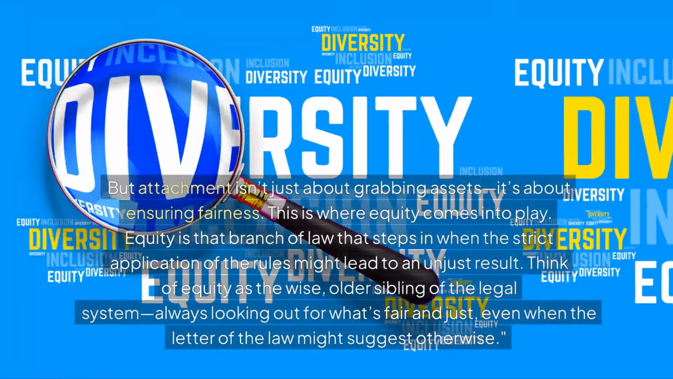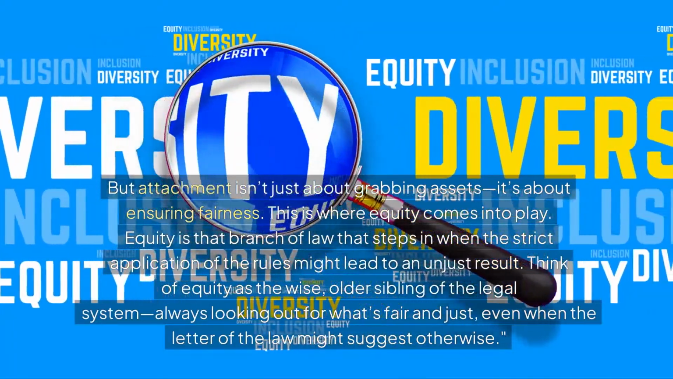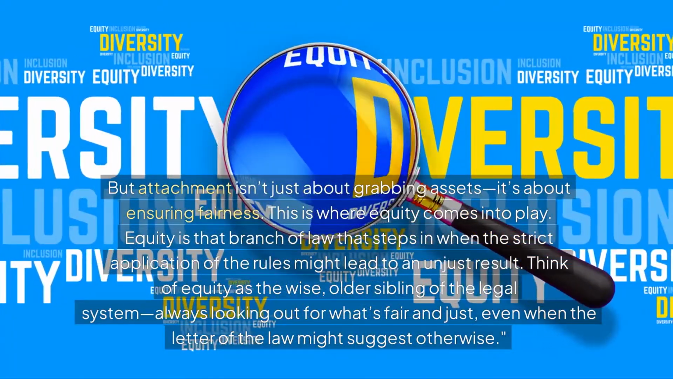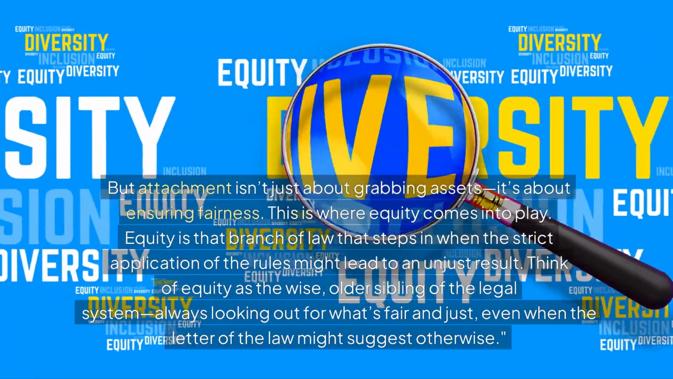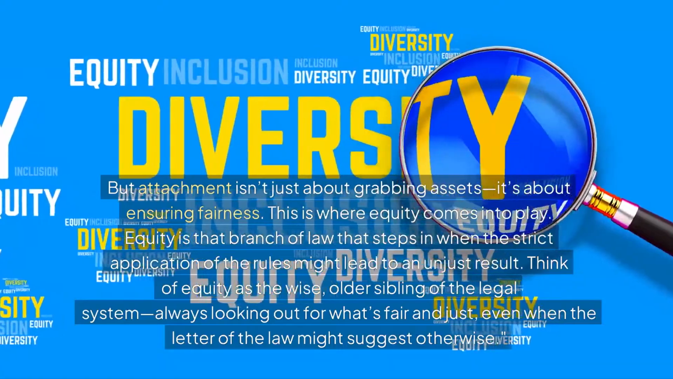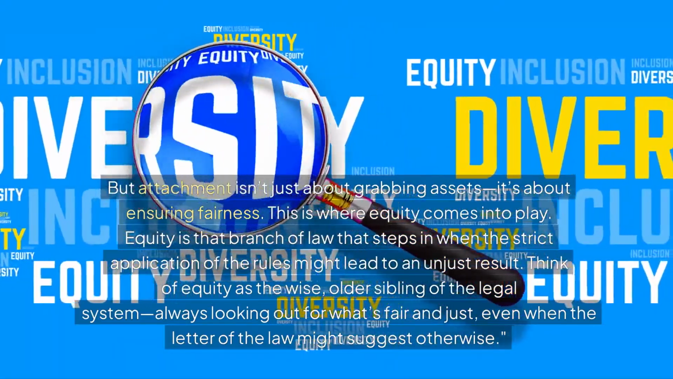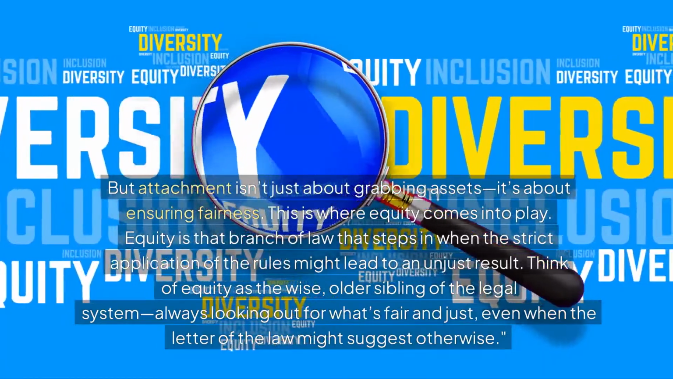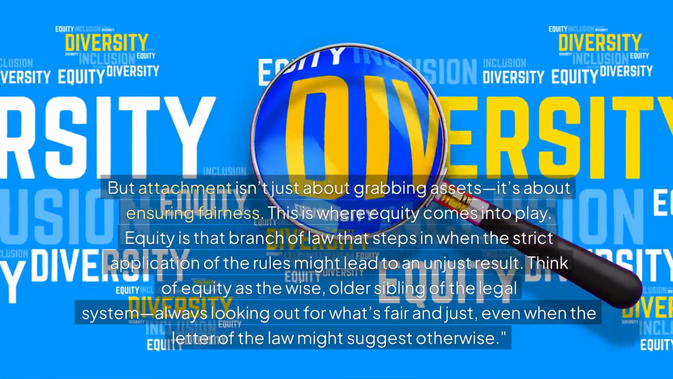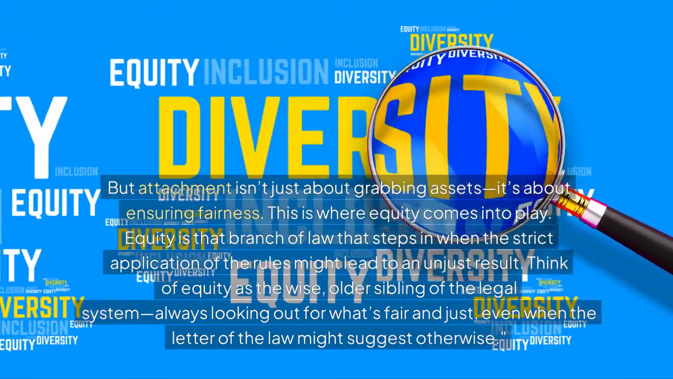But attachment isn't just about grabbing assets, it's about ensuring fairness. This is where equity comes into play. Equity is that branch of law that steps in when the strict application of the rules might lead to an unjust result. Think of equity as the wise, older sibling of the legal system, always looking out for what's fair and just, even when the letter of the law might suggest otherwise.